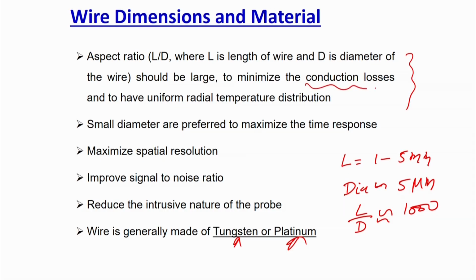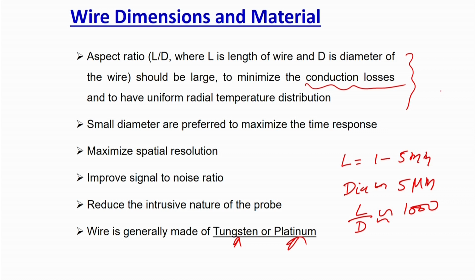So, that is why you are not doing that by increasing the diameter, but you are doing that by increasing the length of this wire. So, that is the reason why the L by D ratio should be very high in such a kind of probe, to reduce the conductive losses to the support. Okay. Then again, the smaller diameter will improve your response time.